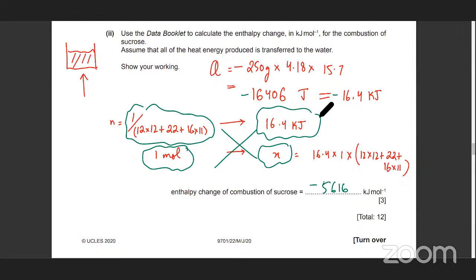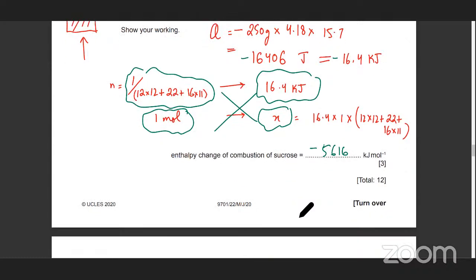That's a rounding error. So when you're doing the calculation, don't take 16.4. Take the whole number 16406 करके ना जो भी number था. That's the one that you're going to take. So your answer is going to come out to be more accurate. But if you have taken 16.4, then the accuracy of the answer would slightly be different. The end values might be slightly different.